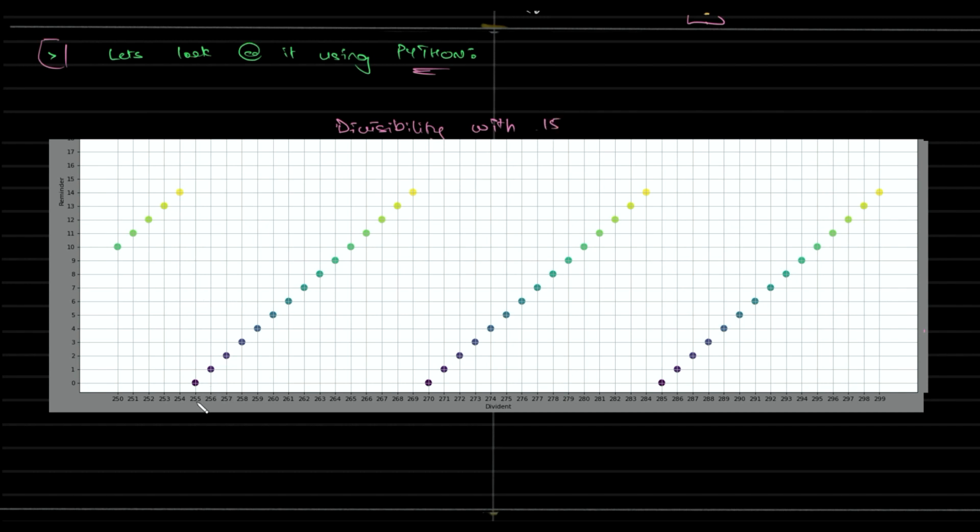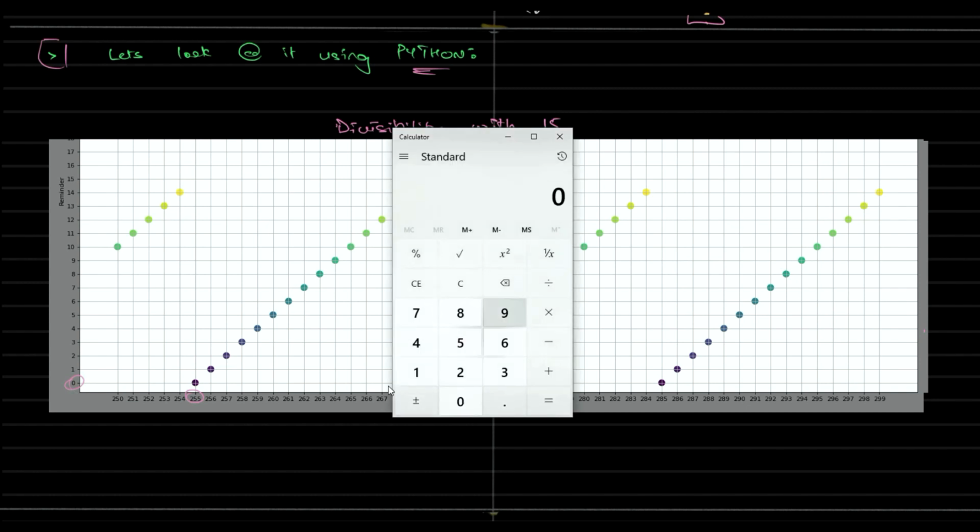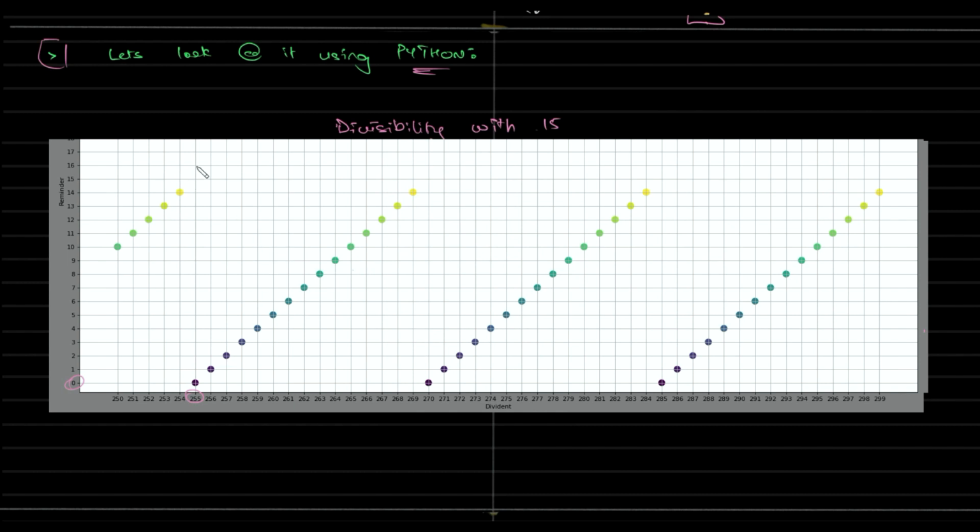Now when we divide 250 with 15, I get a remainder of 10. If I divide 255 with 15, I get a remainder of 0. Let's verify this. 255 divided by 15, right? It is divisible. That's why you're getting a proper number. Any other number like 262, 262 divided by 15, clearly not. The remainder is clearly not equal to 0, is it not?